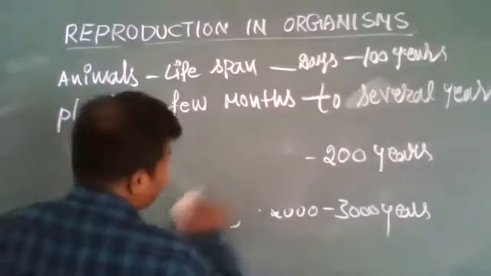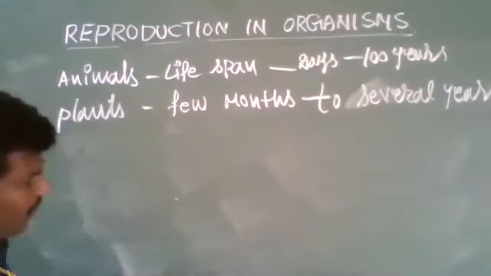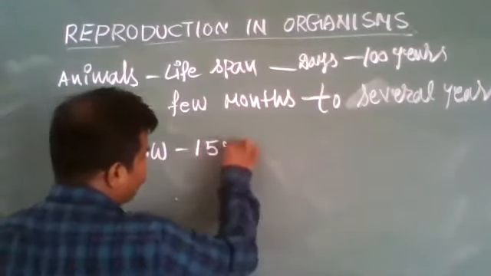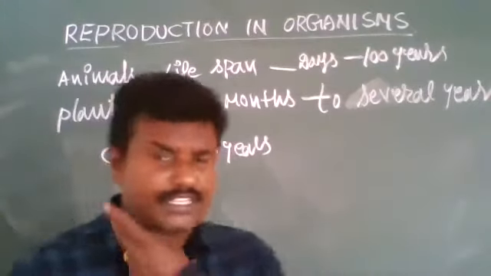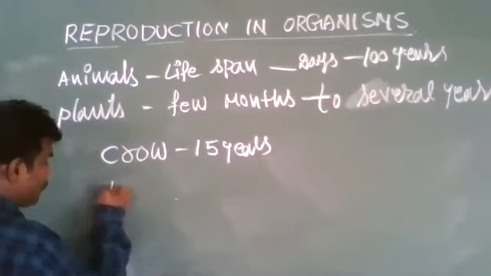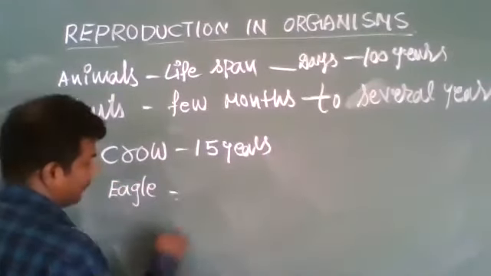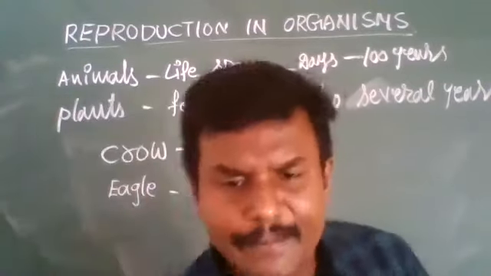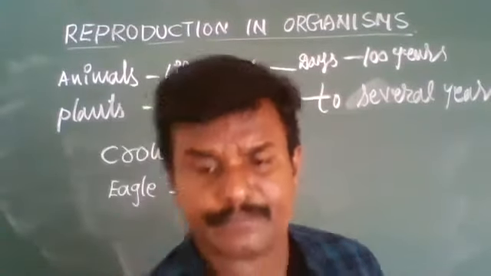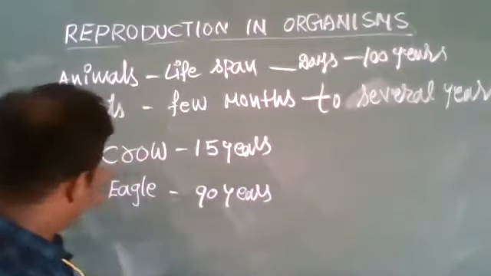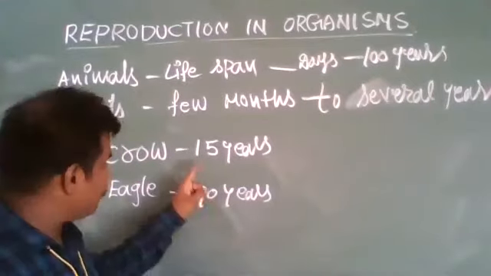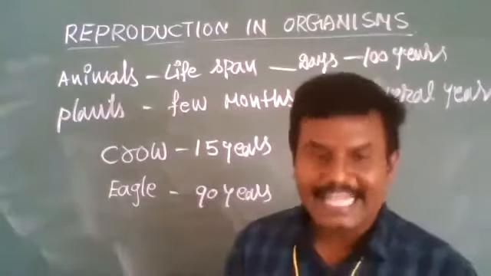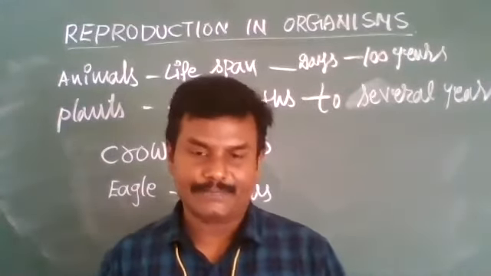See, here, another example: crow, approximately 15 years. Here, eagle, approximately 90 years. Both appear to be the same. Crow and eagle both look the same, but the crow's lifespan is 15 years and the eagle's lifespan is 90 years. That only. The lifespans are not correlated with their sizes.